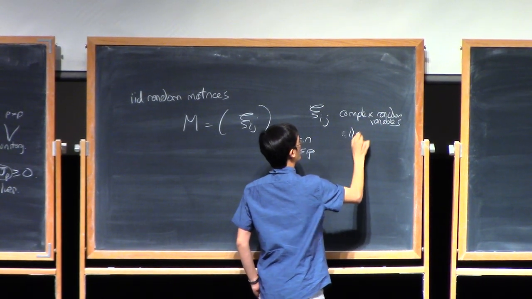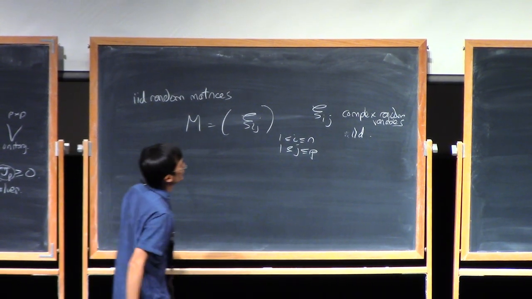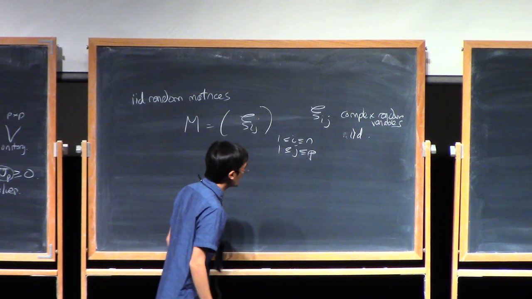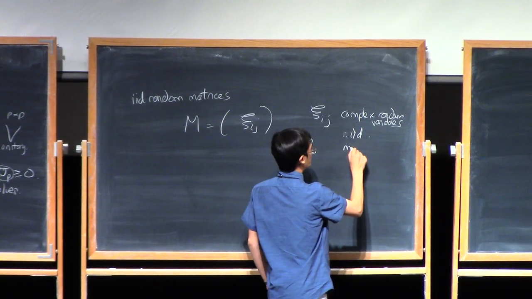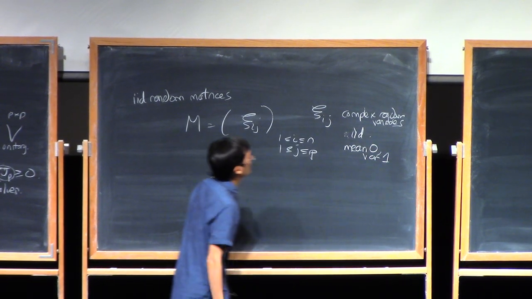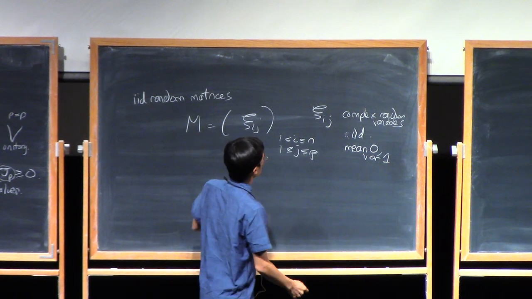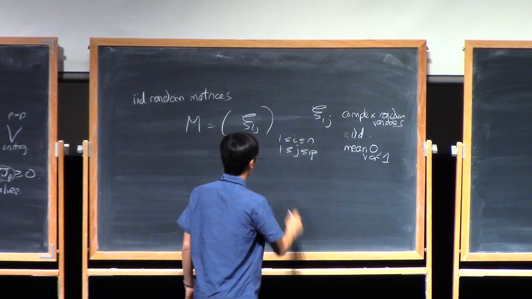Which would be identically and independently distributed. So every single entry has the same distribution, and they're all independent. Okay, it's customary to normalize these to mean zero and variance one. And in fact, for most of the lectures, just for simplicity, we will focus mostly on the case of Bernoulli random matrices.